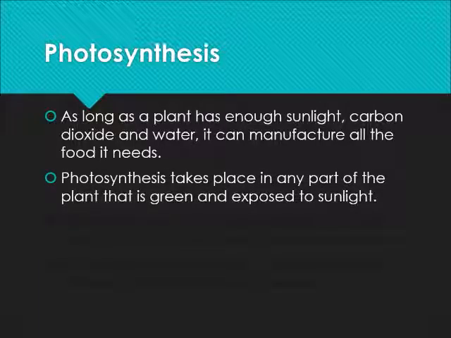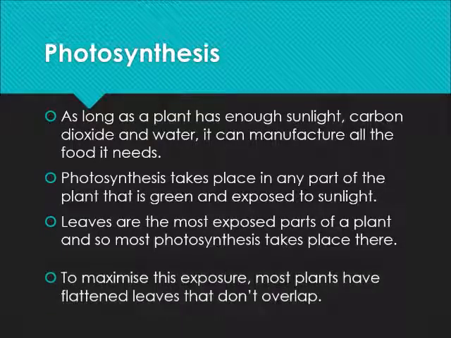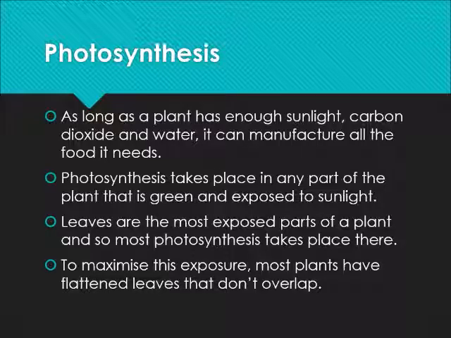Photosynthesis will take place in any part of the plant that is green and exposed to sunlight. So any part of the plant that is green has this stuff called chlorophyll, which helps manufacture its food. Leaves are the most exposed part of the plant, and so that's where most of the photosynthesis takes place. And if you have a look at a plant, you'll see that most leaves don't overlap that much. The plant tries to spread its leaves as far as possible so it can get the maximum amount of photosynthesis.